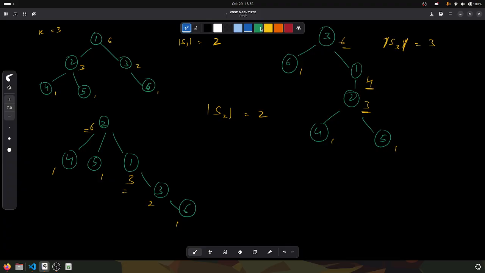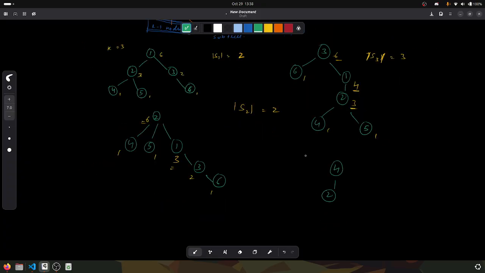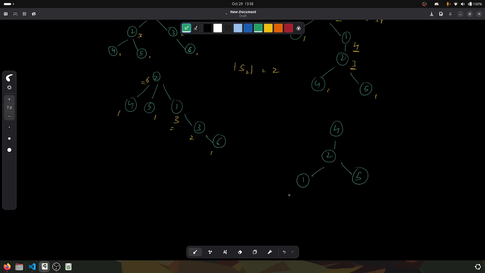Let's root the tree at 4. So 4, then 2, then 2 is connected to 5 and 1 is connected to 3 and 6. So the sizes are 6, 1, 2, 3, 4, 5, 1, 3, 2, 1. So again 3 nodes have greater than or equal to 3 elements, so S4 is 3.